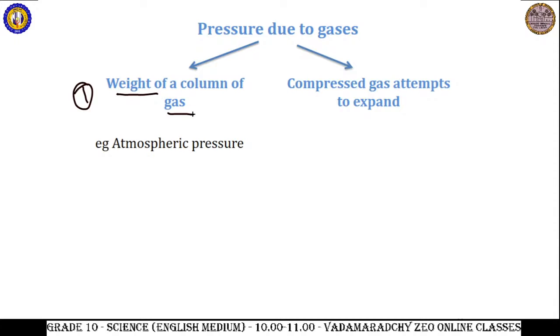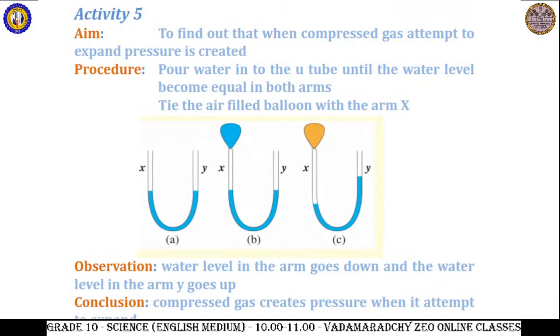And the second one is when compressed gas attempts to expand, it will create a pressure. So there are two ways pressure is exerted by gases: first, due to the weight of the column of gas, and second, when compressed gas attempts to expand. These are the basic principles of pressure due to gases. Next, we move to the activity.